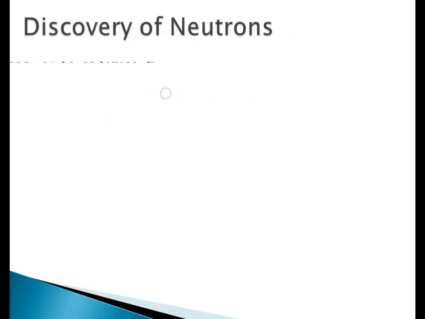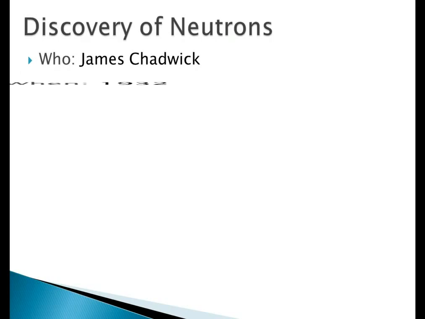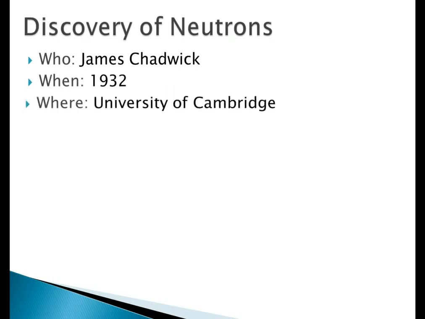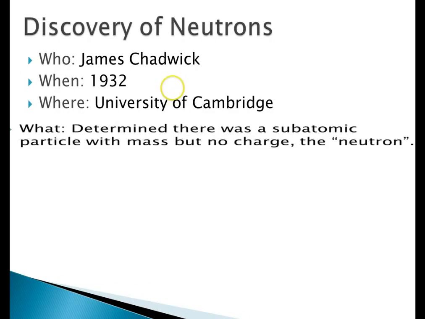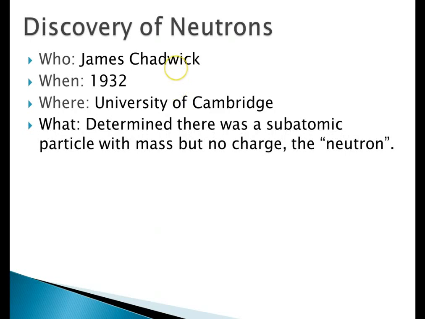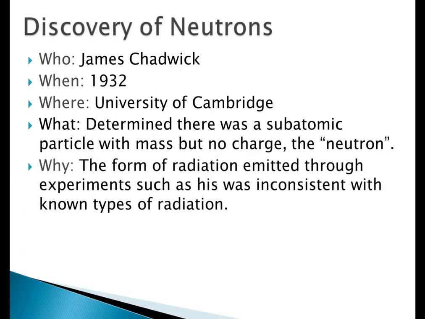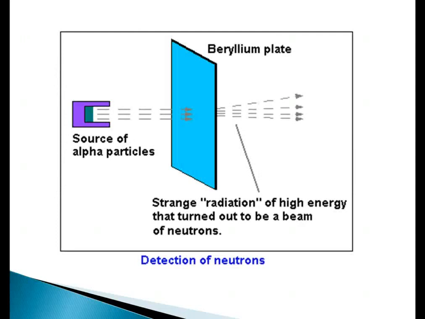Discovery of the neutron. James Chadwick, 1932. University of Cambridge in England. Determined there was a subatomic particle with mass but no charge. In other words, the neutron. Form of radiation emitted through experiments such as this was inconsistent with known types of radiation.